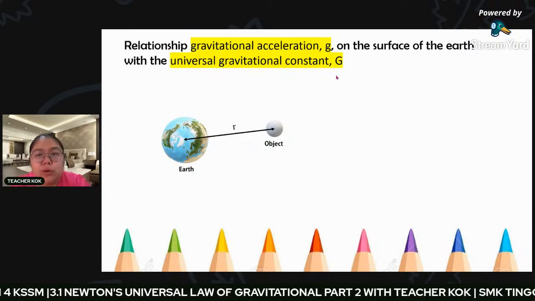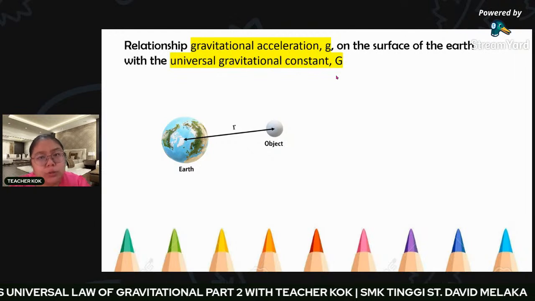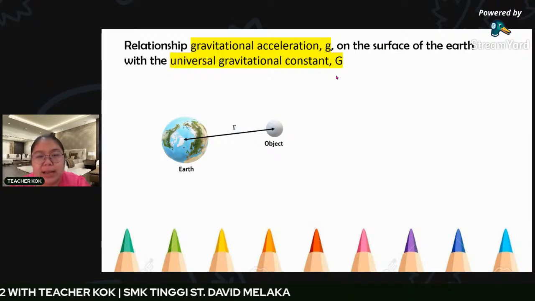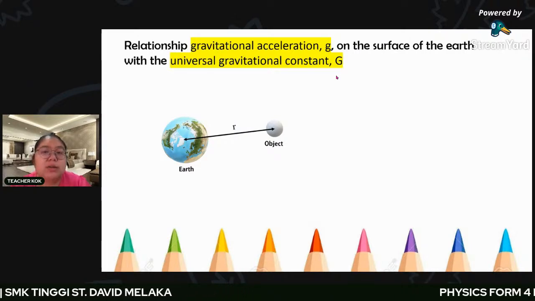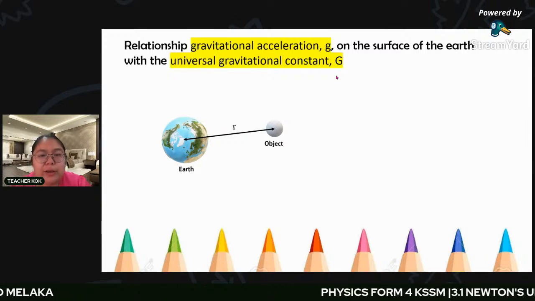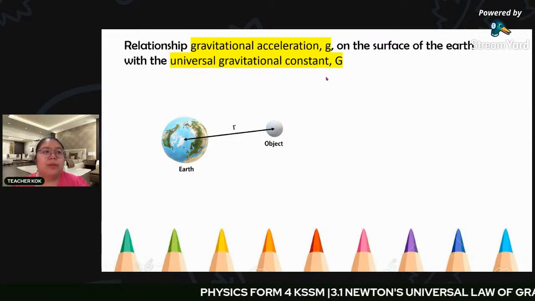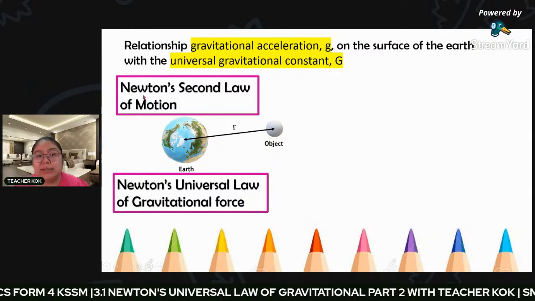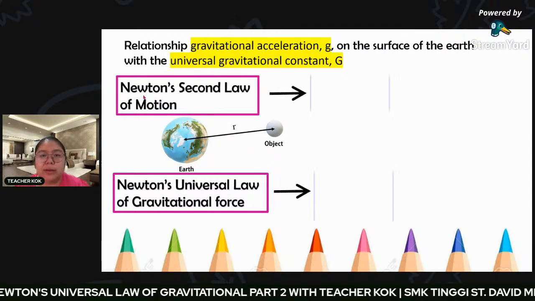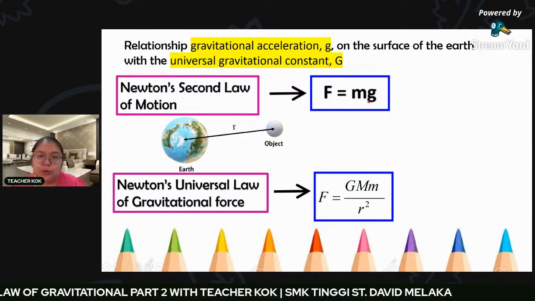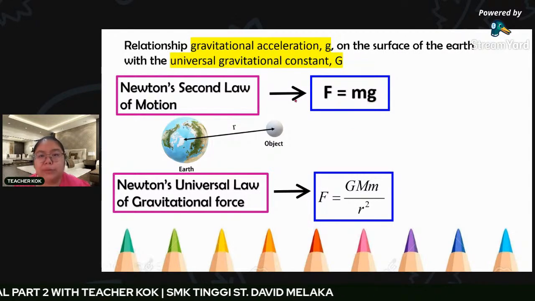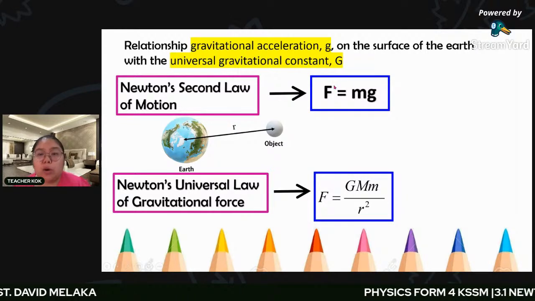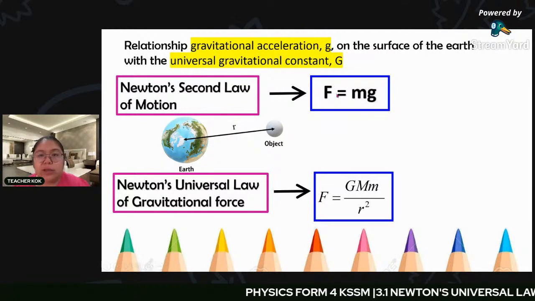So now we need to make a relationship for these two g's. The names are different: one is gravitational acceleration, the other is the gravitational constant. The values are also different. Now how to make the relationship? First, the small g comes from Newton's second law of motion. We create the formula F = mg. Normally we just write W = mg because you want to find the weight. Weight is also a force, so we just write this one equation.